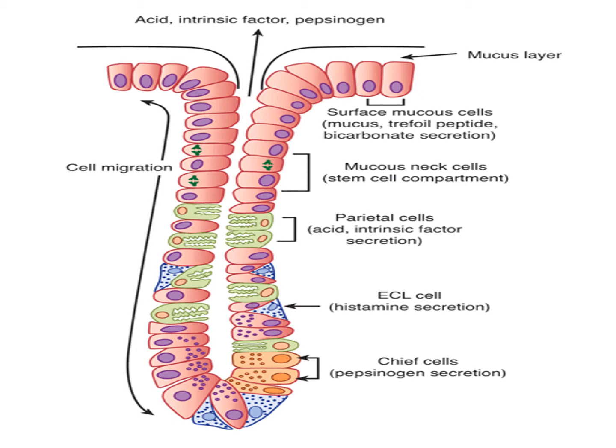All these secretions come out through the lumen of the gastric gland, the tubular lumen, through the gastric pit. You can see the arrow showing acid, intrinsic factor, pepsinogen all coming out, reaching the surface of the stomach, where it can act on the ingested food particles.